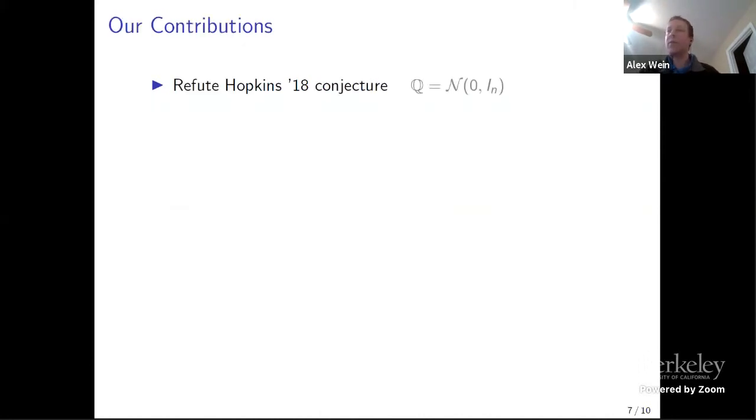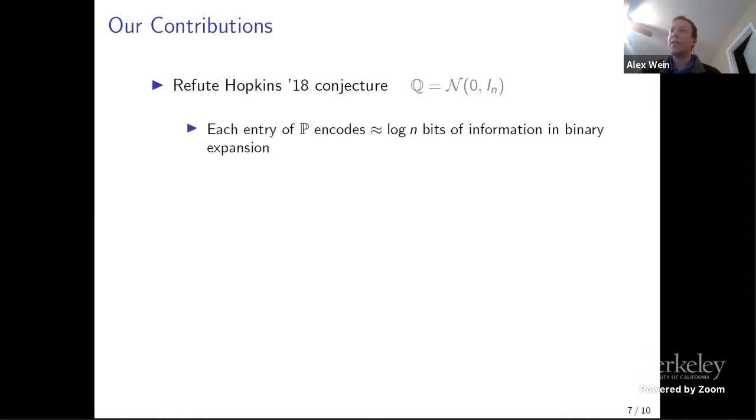And so here's basically what we show in this work. We actually refute this conjecture by giving a counterexample. The counterexample is a little bit unnatural in that each entry of P is a real number whose binary expansion encodes a lot of information.